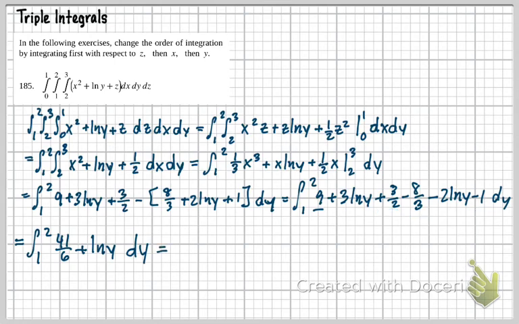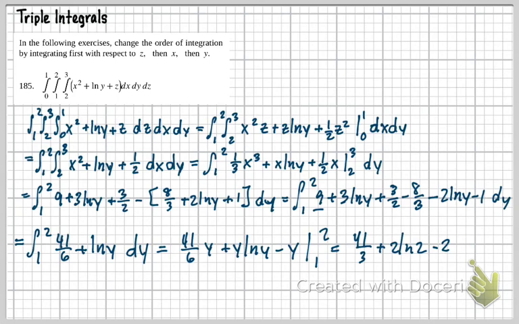So the integral of 41/6 plus ln of y with respect to y is going to be 41/6 y plus y ln of y minus y. And that's going to run from 1 to 2. So when I plug in the 2 here, that's going to make that 41/3. And then for the next one, I'm going to get plus 2 ln of 2. And then for the last one there, it's going to be minus 2. That's the first part.